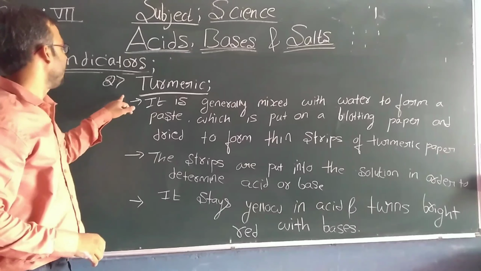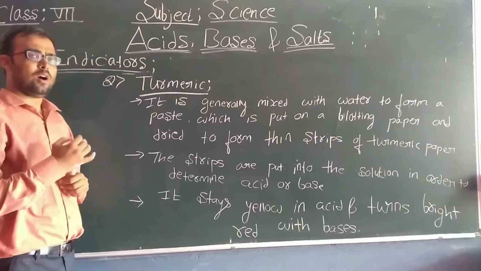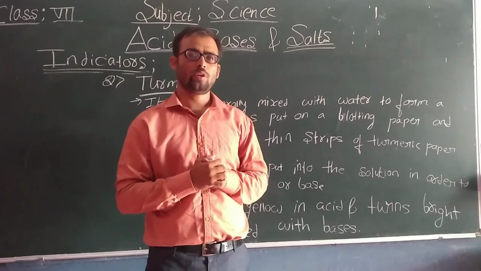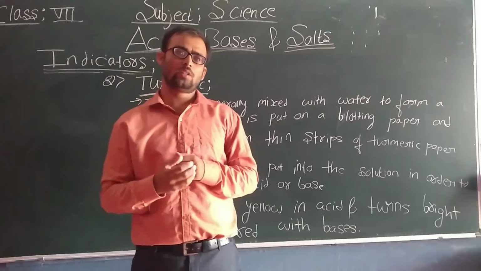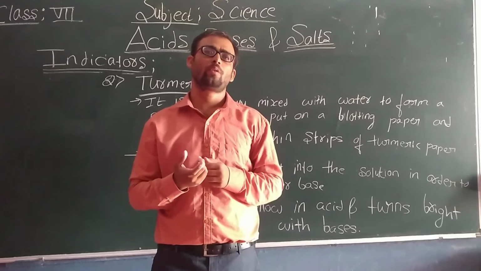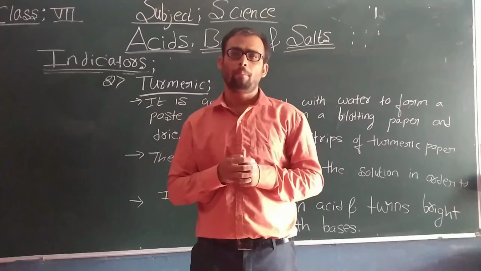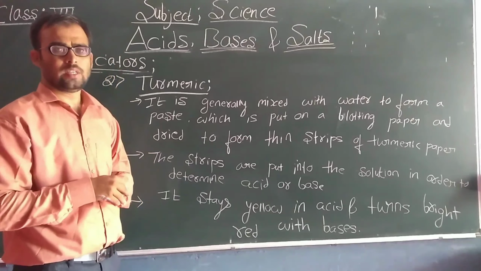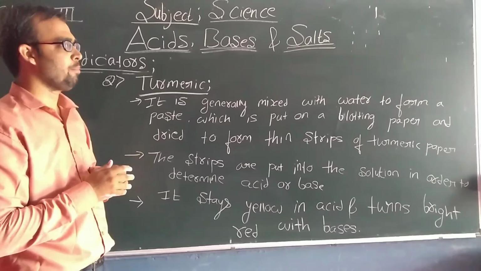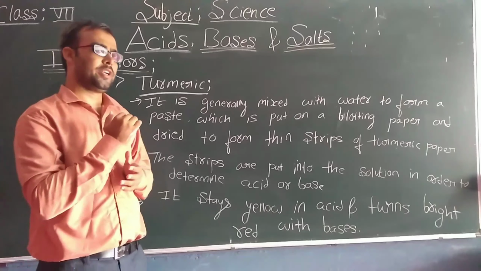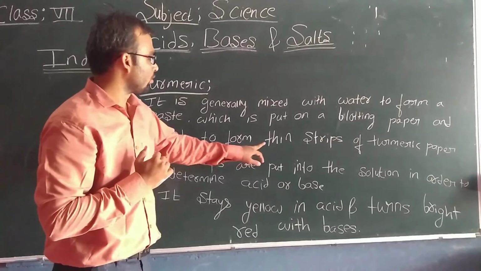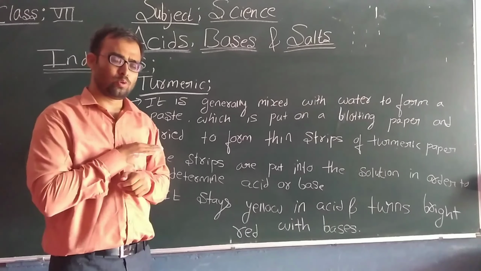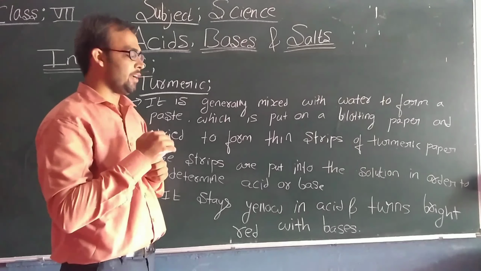Now let us study the second indicator, turmeric. How is turmeric used as an indicator? Turmeric is mixed with water to form a paste. Then this paste is put on a blotting paper and dried to make thin strips of turmeric paper. So the paste of turmeric is put on a blotting paper and dried.